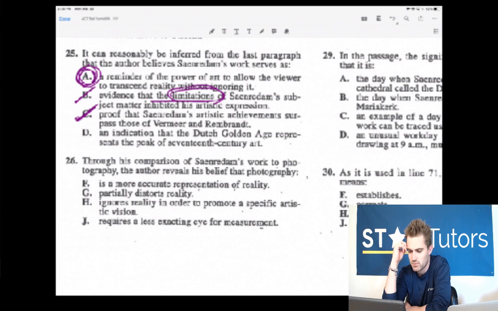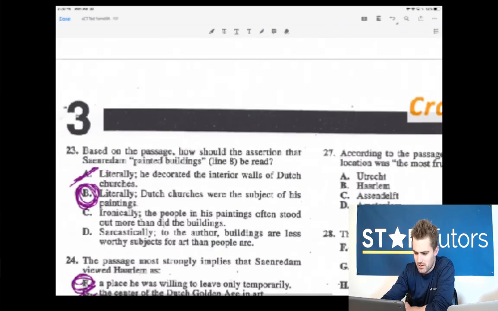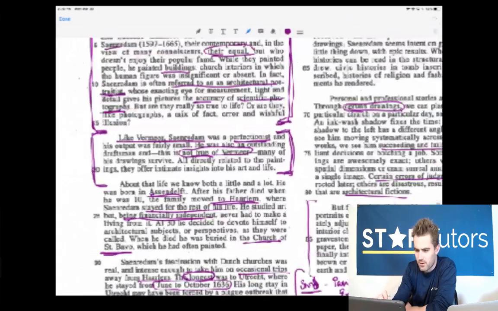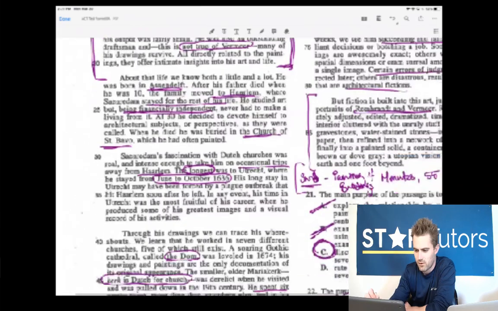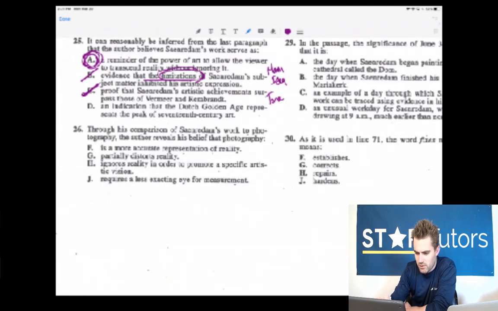Through his comparison of Sandrum's work, and that's focused largely right here, guys. Again, we've done this on 2 or 3 of the 5 questions so far, main idea and tone. Through his comparison of Sandrum's work to photography, the author reveals his belief that photography is a more accurate representation of, partially distortion. I think he said it partially distorted, right? I remember reading this part too. He said they're like photographs. But are they really so true? Or are they like photographs, a mix of fact, error, and wishful illusion? Yeah, so he believes that photography partially distorts reality, right?